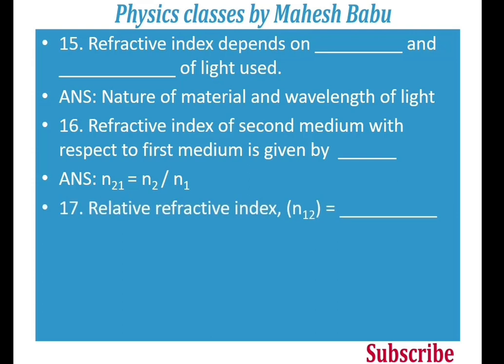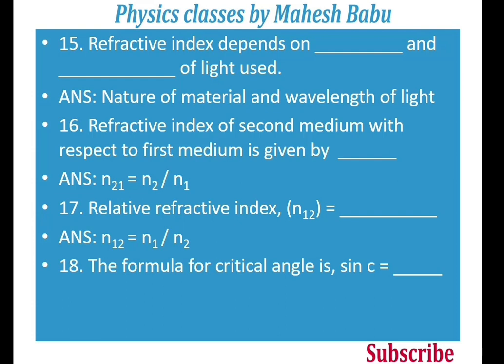Relative refractive index n12. n12 means the refractive index of the first medium with respect to the second medium, equal to the refractive index of the first medium divided by the refractive index of the second medium. Remember, if they give n21, it is n2 by n1. If they give n12, it is n1 by n2. n21 means the refractive index of the second medium with respect to the first medium.